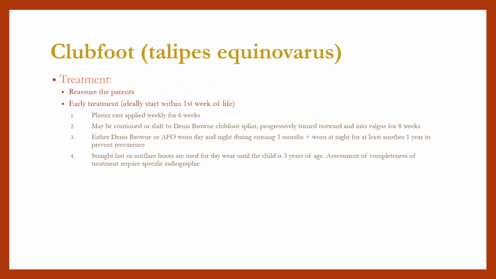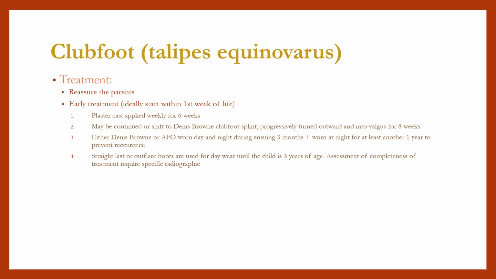The treatment is first to reassure the parents, and second is early treatment. It is ideally started within the first week of life. First, a plaster cast is applied weekly for 6 weeks, and may be continued or shifted to the Dennis Brown clubfoot splint. It is either Dennis Brown or AFO, worn day and night during the ensuing 3 months, and worn at night for at least another 1 year to prevent recurrence. Straight last or out-flare boots are used for day wear until the child is 3 years of age.